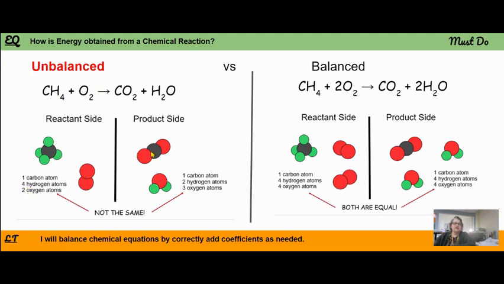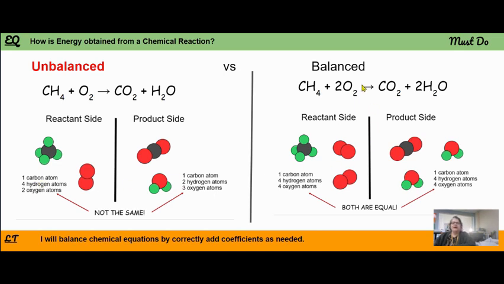On the other side, we have a CO2 and we have an H2O. So if we look, we have one carbon atom, we have three oxygen atoms, and only two hydrogen atoms. In order for this to be balanced, both sets of numbers have to equal exactly.